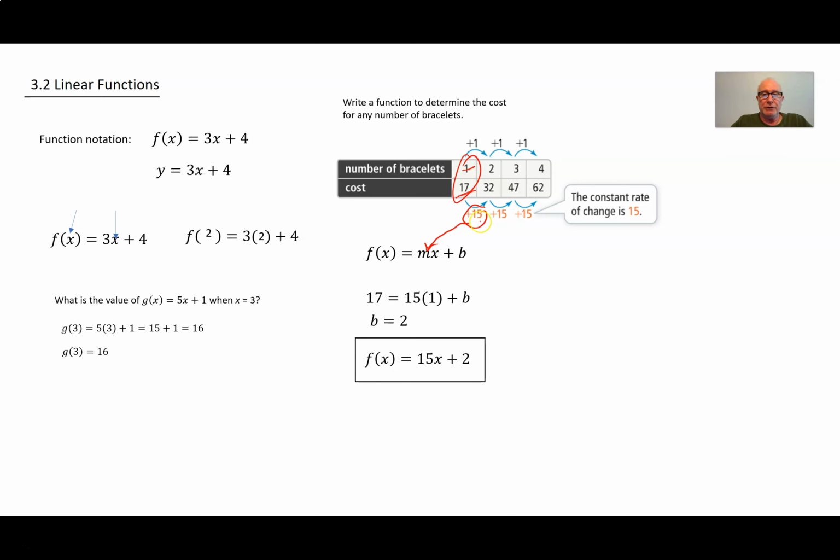We saw the rate of change was the 15, so that went with 15x. The 2 is the y-intercept. The y-intercept is the 0 term. We don't have that in this chart, but if I backed up 1 to get to the 0 term, then I'd back up 15. 17 minus 15 is 2, and there's our y-intercept.